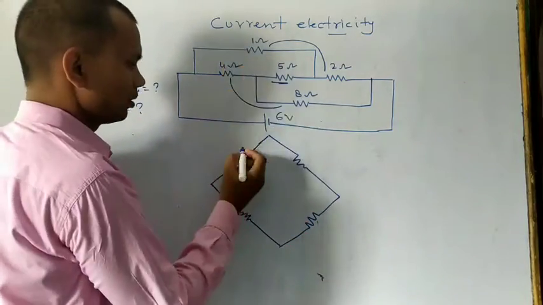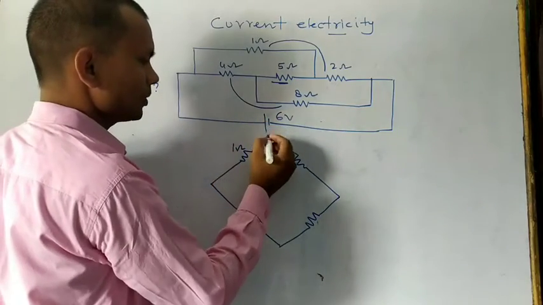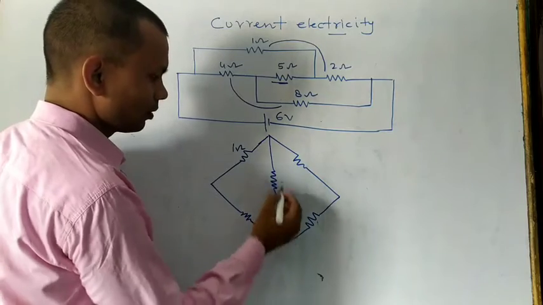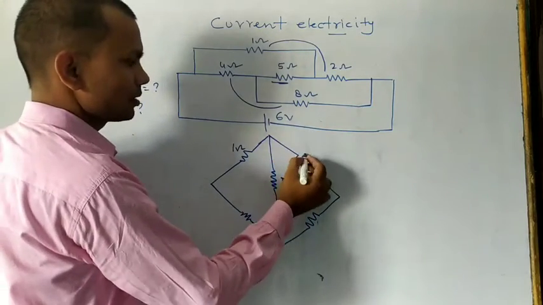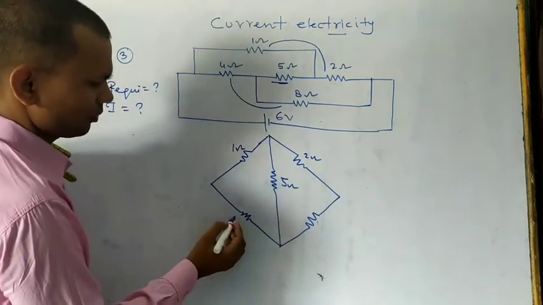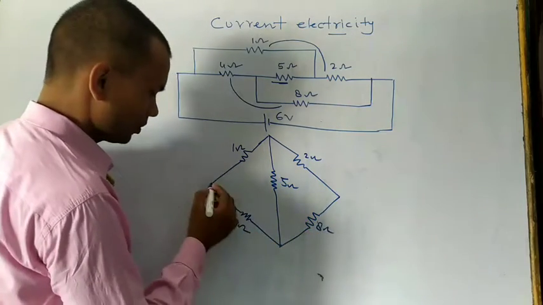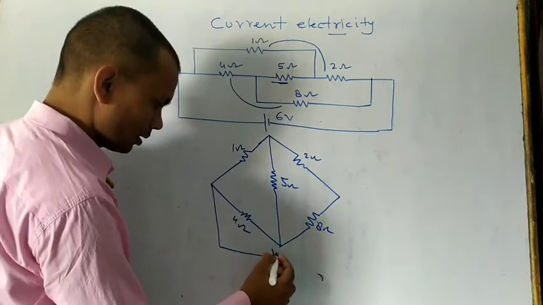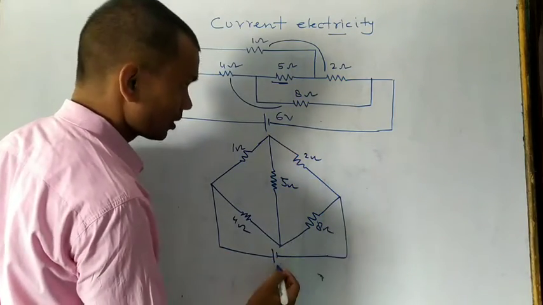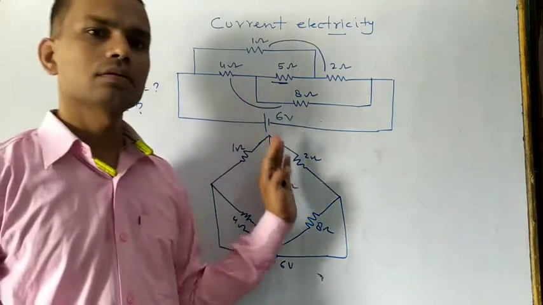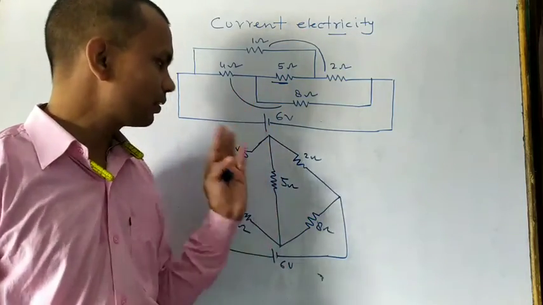Here this is the 1 ohm resistance, and then the bridging resistance is there, this is the 5 ohm resistance, and then this is the 2 ohm, and here this is the 4 ohm, and then after this is the 8 ohm, and here this is the 6 volt. So here you see, this is the equivalent circuit of this network.